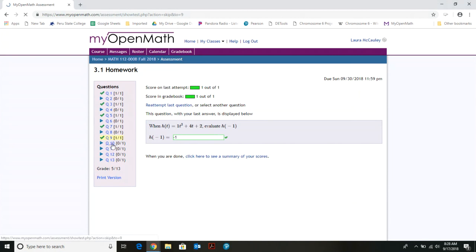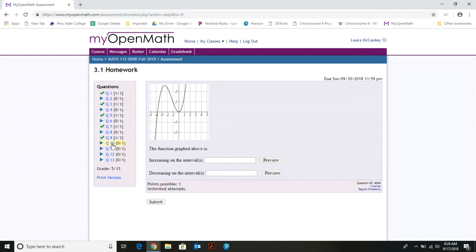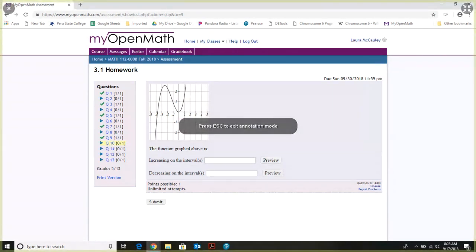Apologize. All right, let's look at question number 10. So this one's asking me about increasing and decreasing. And notice it says intervals. So we're going to have to put our answer in interval notation. So remember, that's with your parentheses and your square brackets. But first, I got to figure out where this thing is increasing and where it's decreasing.